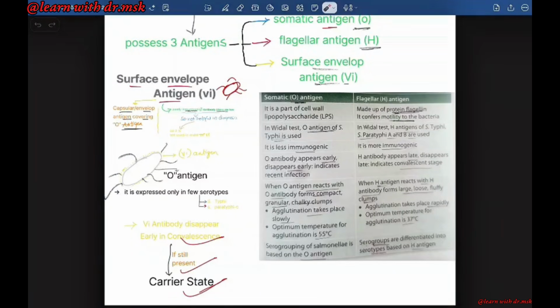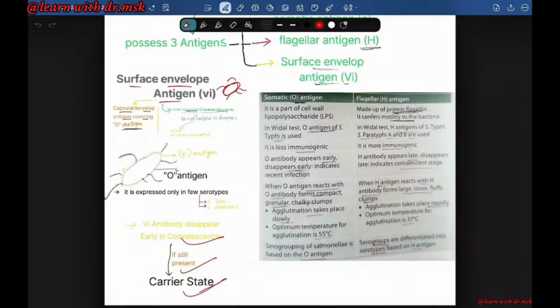Which is more immunogenic? The H antigen is more immunogenic. Suppose the O antigen of Salmonella typhi reacts with the O antibody. After formation of the antigen-antibody reaction with the O antibody, compact, granular, chalky clumps can be seen.